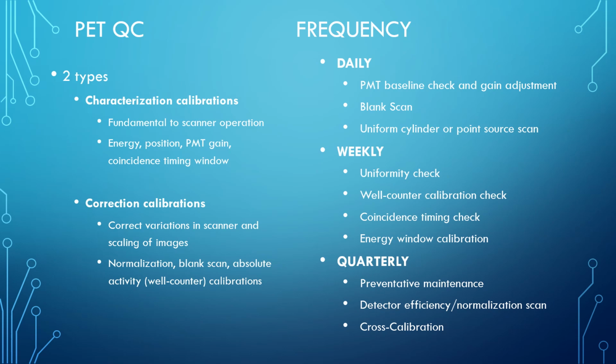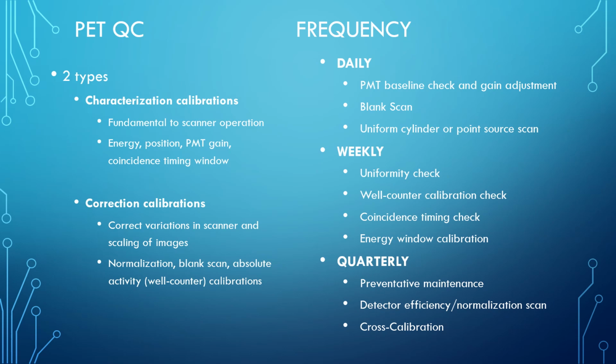There are 2 types of QC for PET, those that are characterization calibrations and those that are corrections. The characterization calibrations are fundamental to the scanner's operation, and they examine the energy, the position, the PM tube gain, and the coincidence timing window. The correction calibrations are there to correct for variations in the scanner and the scaling of images. These would include normalization, blank scan, absolute activity of the well counter, and so forth.